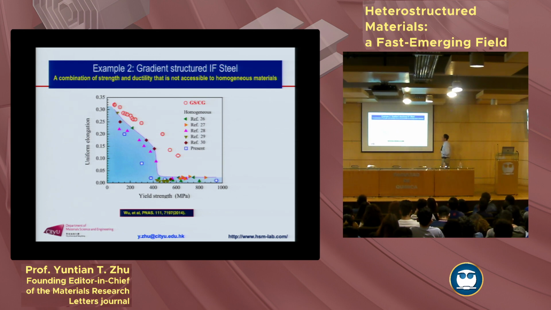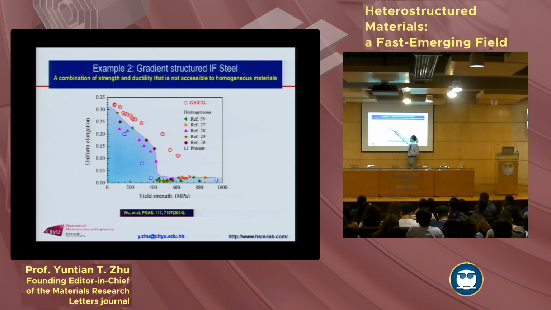So we also use this concept on gradient structured IF steel. IF steel was developed in Japan for making cars. So this is already used in the car industry. Okay, you want the steel to be strong, of course, so they can use less material to make it lightweight. Basically, one way to make it strong is to make the grain size small.